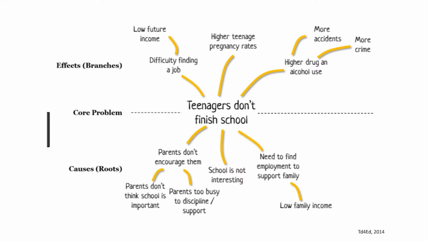And at the top, we see effects. The effects of the fact that teenagers don't finish school are that they have more difficulty finding a job, which leads to fewer opportunities or lower future income for them. It also increases teenage pregnancy rates, and it increases the use of drugs and alcohol, which in turn leads to more crime and more accidents, etc. You have these spillover effects. So this is an example of an issue tree.